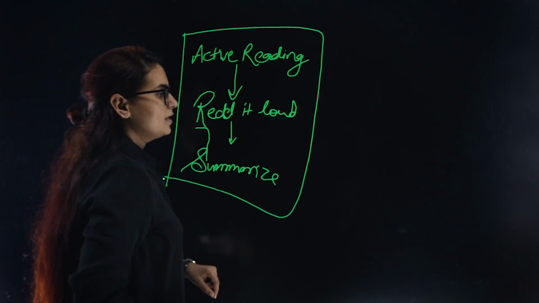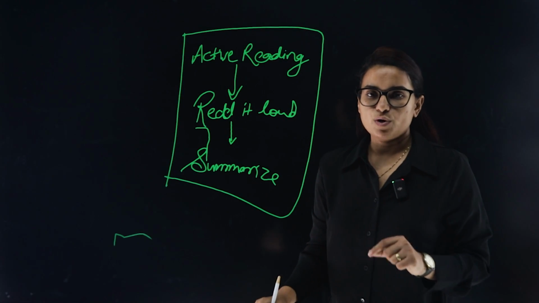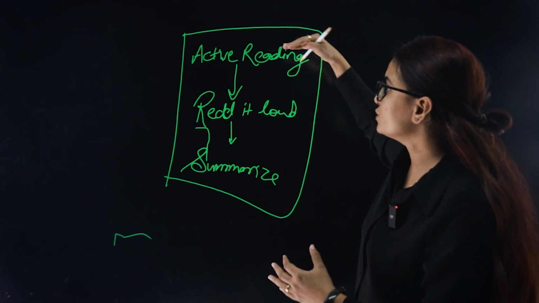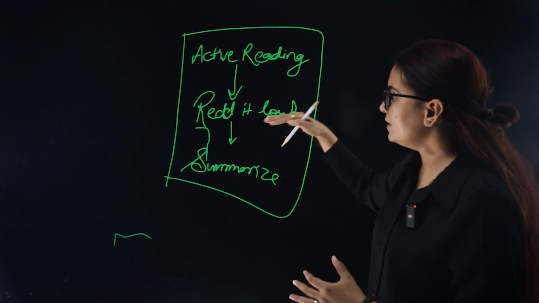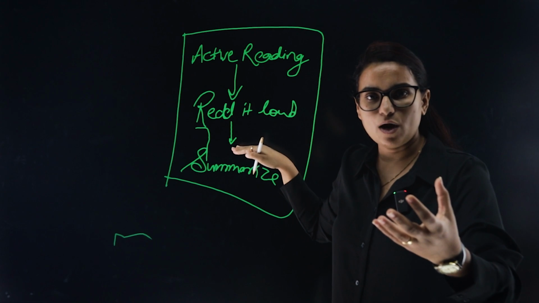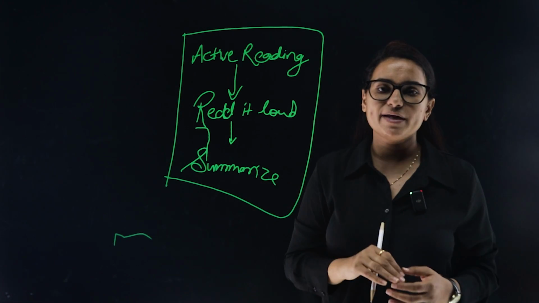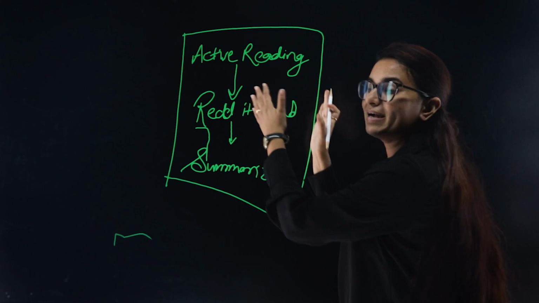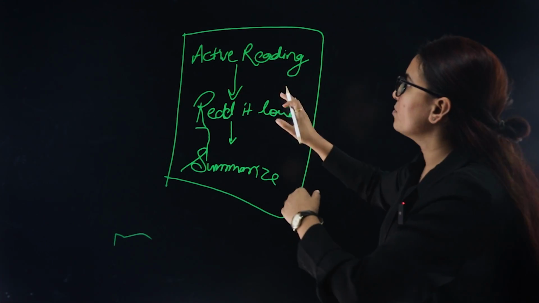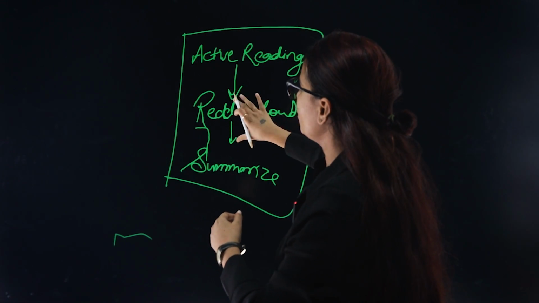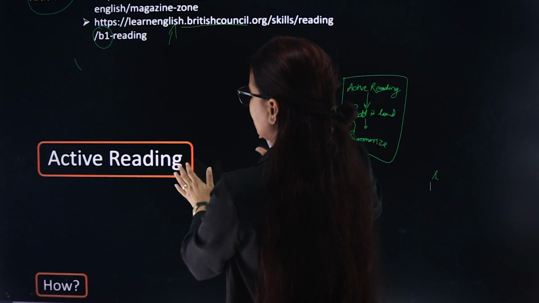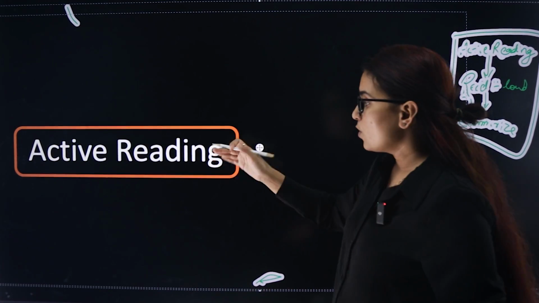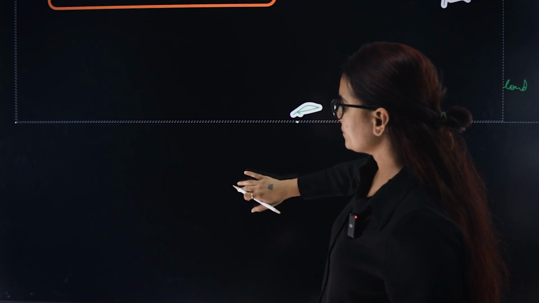Summarize. This is the step-by-step process if you are reading books to learn English. First do the active reading, then do the loud reading, and then you have to summarize whatever you have read. I hope this is clear. Once you are clear with this, now let's talk about each one of them slowly and gradually for your understanding. The first subject we have is active reading. What to do in active reading?